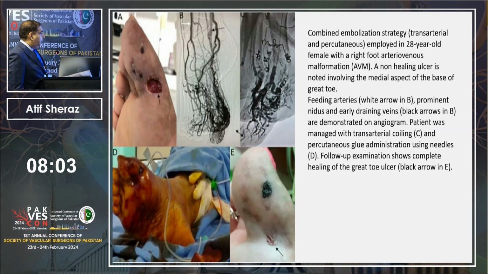This is an example of a combined embolization strategy, transarterial and percutaneous, in a large right foot AVM. The patient had an ulcer also. So in this, the arterial inflow was closed with coils. It was thereby reduced, and then percutaneously, the nidus was punctured and embolization was done.